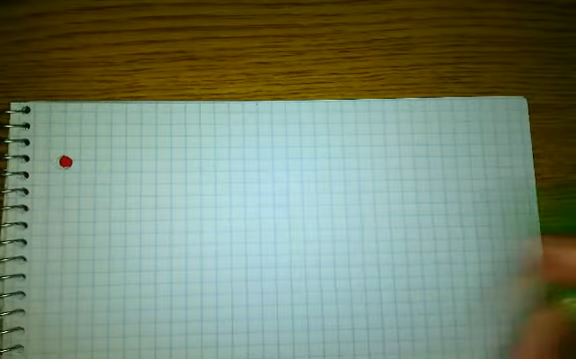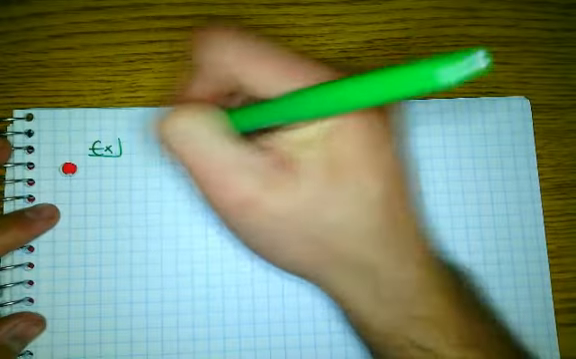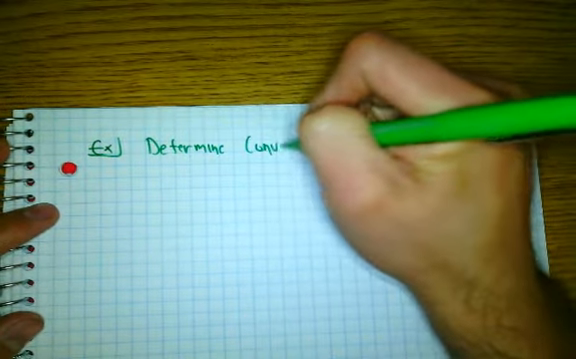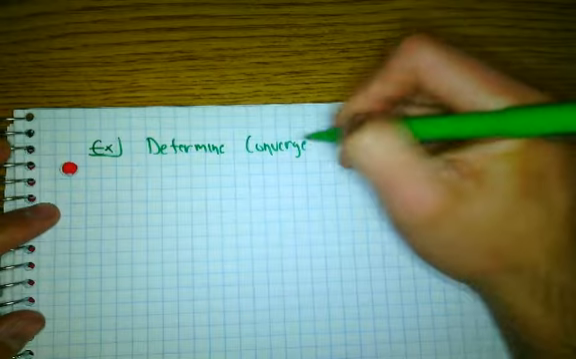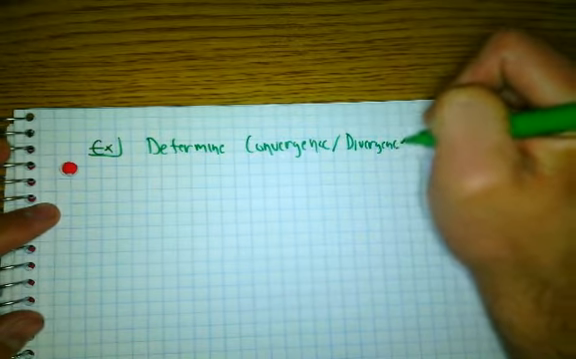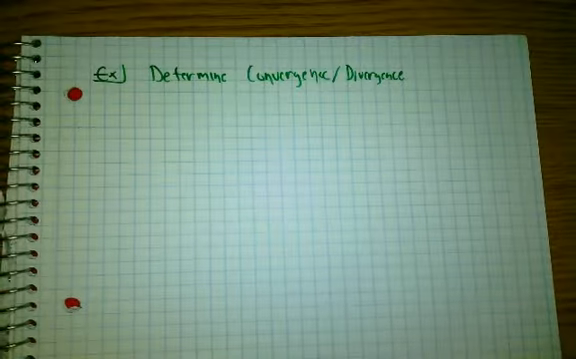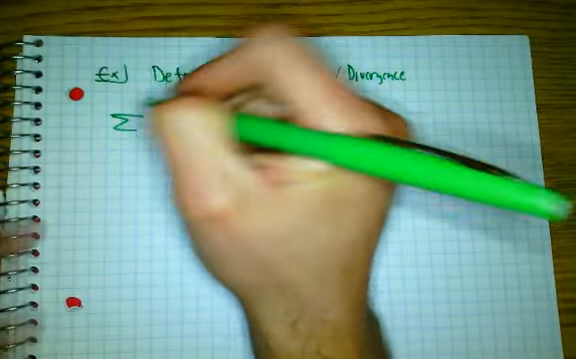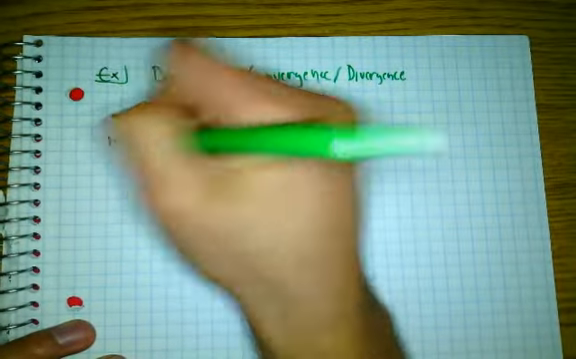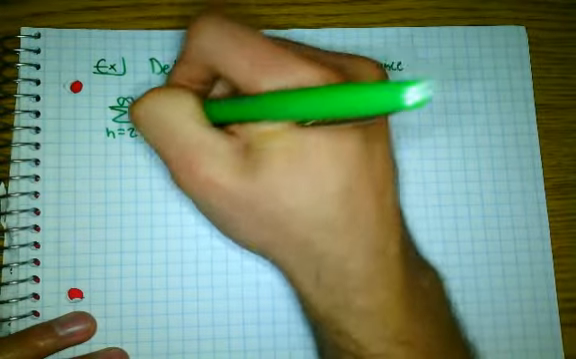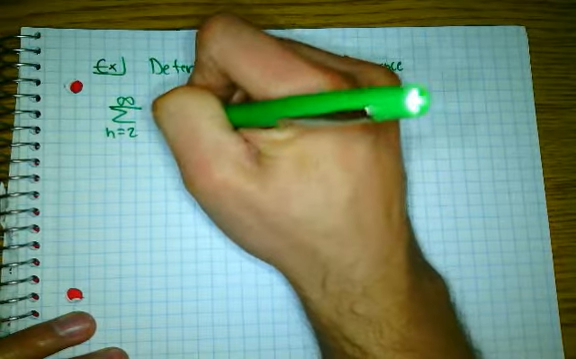We're going to determine the convergence or divergence of the following series. We have a series from 2 to infinity of the natural log of n over n to the 4th power. Okay?